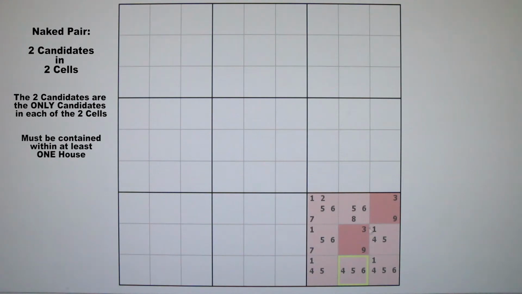Because one of those two bi-value cells with the 3 and the 9, one of them has to be the 9 and the other has to be the 3.